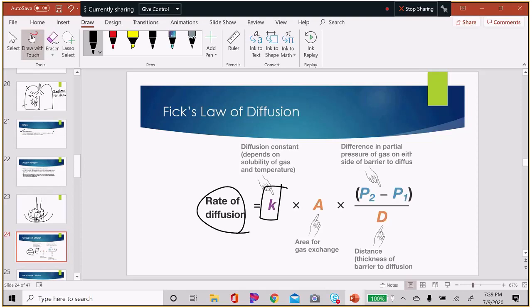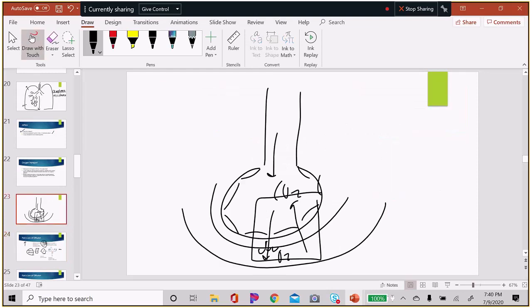That's just the usual diffusion constant, depending on whatever gas you're talking about, times the surface area. So the bigger the surface area, the more you'll be able to diffuse gases. So anything that decreases surface area will decrease the amount of oxygen and carbon dioxide that can diffuse back and forth. There has to be a difference in partial pressures of gas on either side of the diffusion barrier.